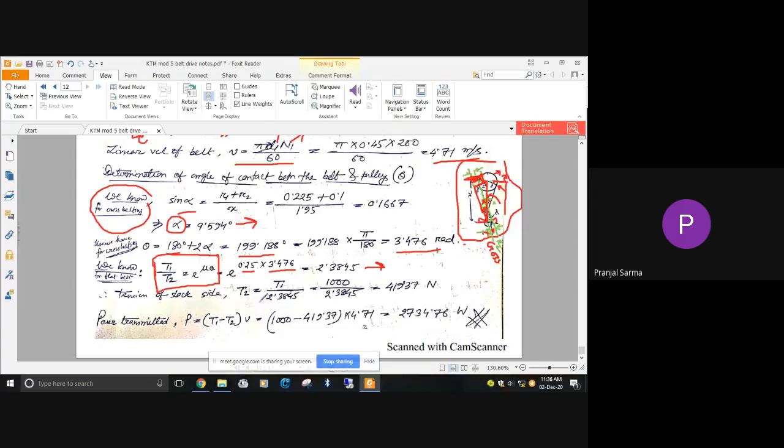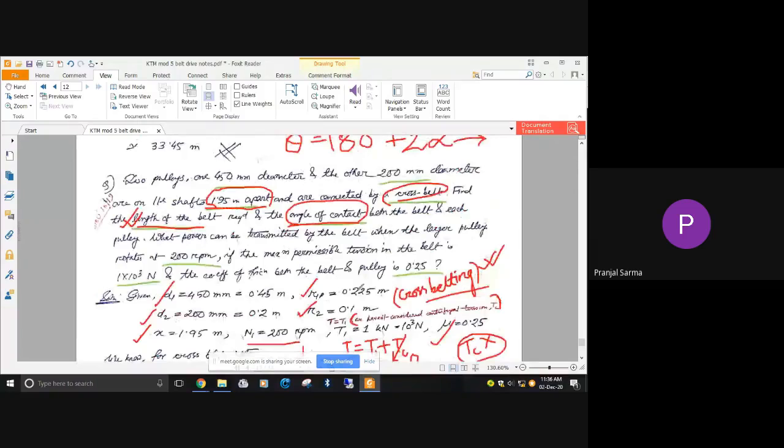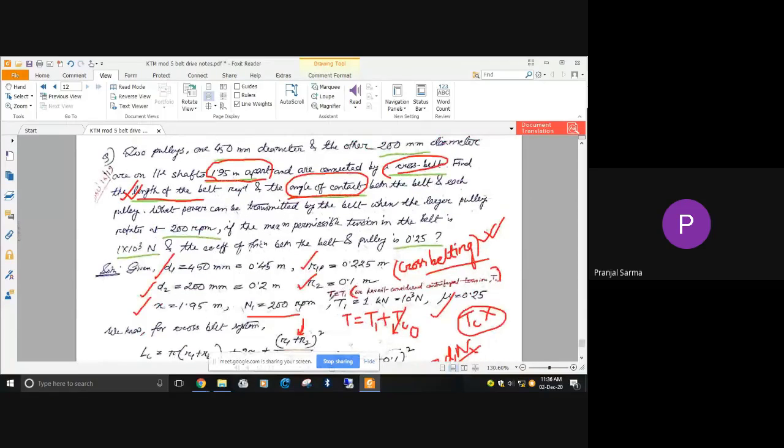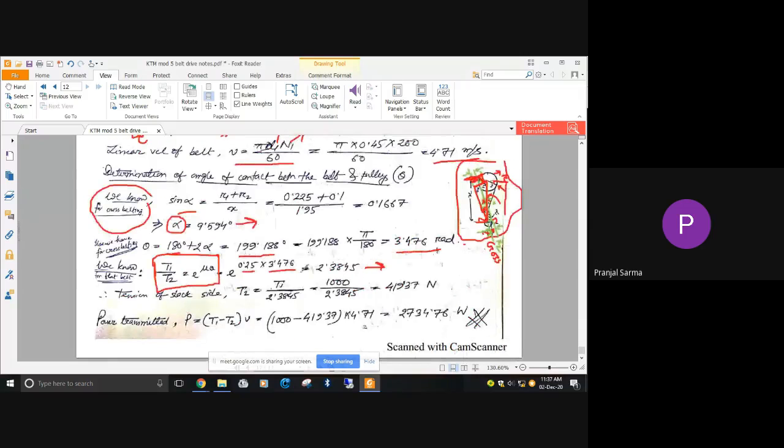So we already have the tension in the tight side, T1, and the ratio of T1 and T2, so T2 we can very easily find out using the T1 value. That means the tension in the slack side, T2, can be obtained as T1 divided by 2.38 something. T1 is given as 1000, and from there we have obtained T2 as 419 Newton. Up to this much it's done. Is it okay? Yes or no?